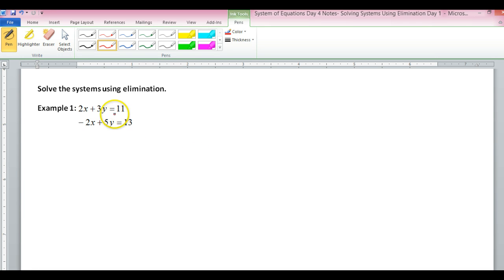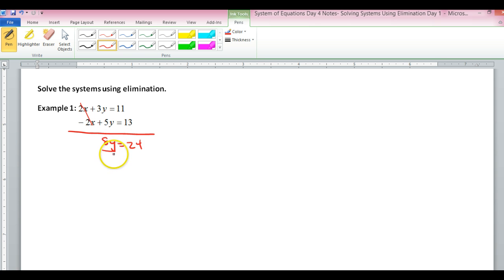Example 1. We look at both of our equations. They're both in standard form, so that's a good start. Now, I ask myself, if I add this vertically, do any of the variables eliminate? Well, looking at the x's, if I add 2x and negative 2x, would that add up to 0x and eliminate the x's? Yeah. So basically I'm going to add these two equations vertically. The x's eliminate, and now 3y plus 5y gives me 8y equals 11 plus 13, 24.